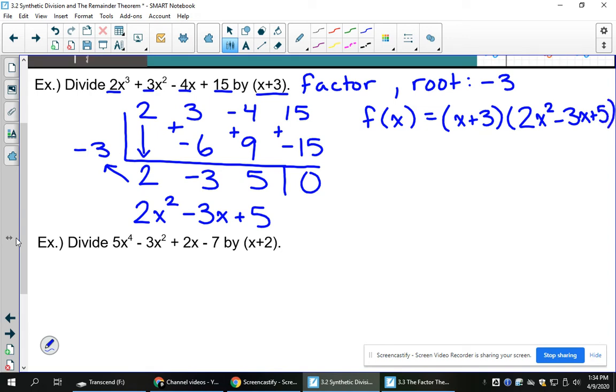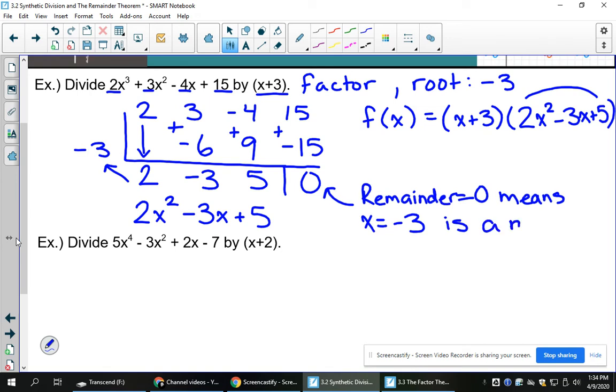So we've just done the first step in factoring this function. We could continue and we could see what multiplies to 10 and adds to -3 and keep going to factor it further. But what we know for sure, because the remainder is 0, that means that x equal to -3 is a root. And remember, we can use any of these terms to describe a root. A root is the same as a 0 and the same as an x-intercept.